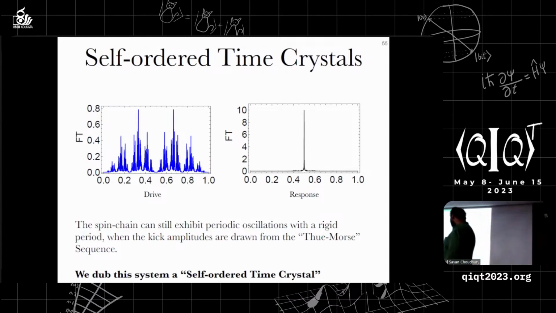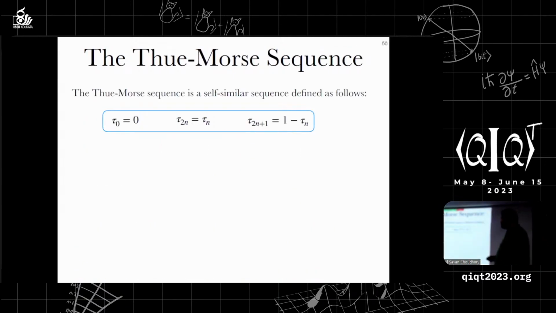Okay. So what we show is that this spin chain will still show periodic oscillations with a rigid period if the kick amplitudes are drawn from a particular quasi-periodic drive known as the Thue-Morse sequence. So what is this Thue-Morse sequence and why does this work? Let me define the Thue-Morse sequence for you. The first term of this Thue-Morse sequence is 0. You take tau 2n equals tau n, and tau 2n plus 1 equals 1 minus tau n.